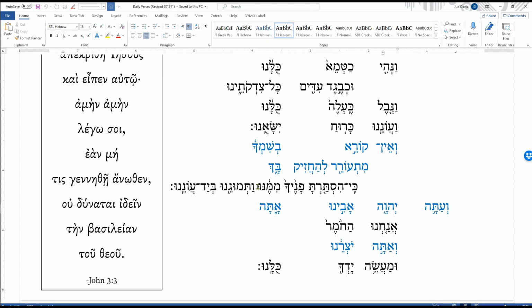But now, O Yahweh, you are our Father. You ever wonder where Jesus got that pray our Father? He got it from right here. Now, O Yahweh, you are our Father. And we are often translated clay, but it's really mud. You are our Father. We are the mud, but you are the fashioner. And the work of your hands are all of us.